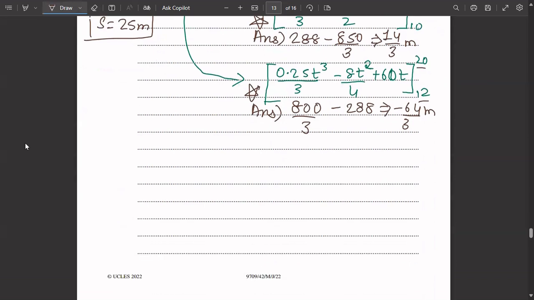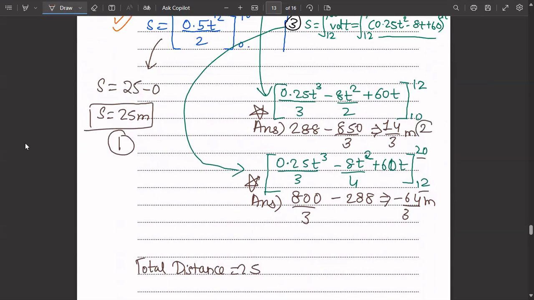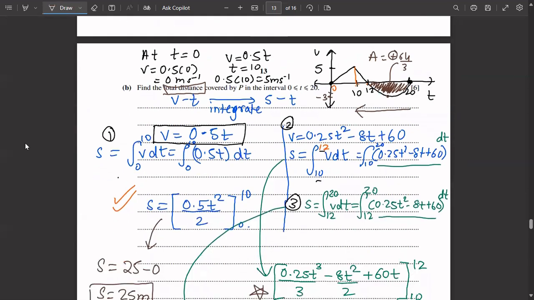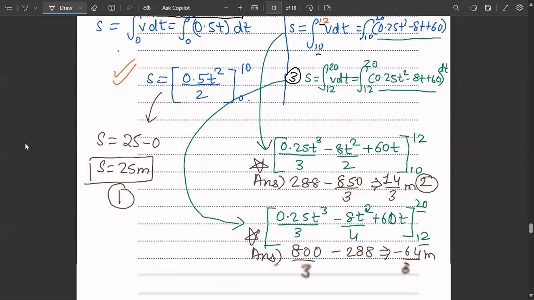So now the total distance will be 25, plus the second 14/3, plus the third one, but we will use 64/3, because this negative area means that it has traveled in the opposite direction. But that only matters in displacement. Right now, what we have to find is distance. So if it moves to the right, left, up, down, diagonally, anywhere, we will consider it as positive.